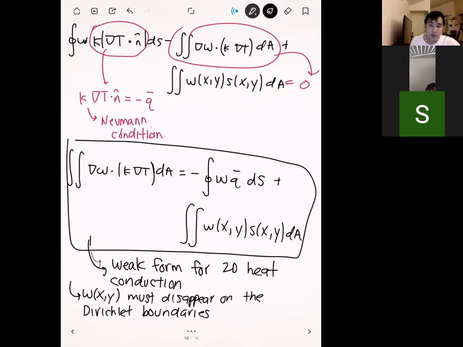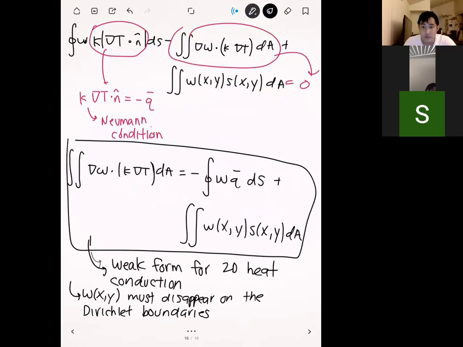It's just going to be a little bit more complicated because our Dirichlet boundary is going to be a line instead of just a point. But it still has to follow that rule. So in multiple dimensions, the weighting function still has to disappear on the Dirichlet boundary. So that's all we got time for this week.